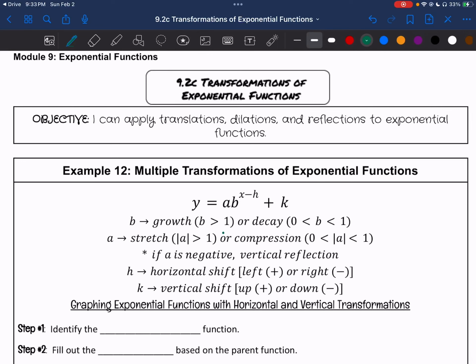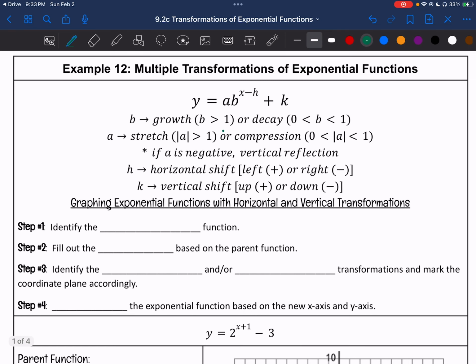Hello, and welcome to Module 9.2c, Transformations of Exponential Functions. Our objective for today is that I can apply translations, dilations, and reflections to exponential functions. Example 12 here is multiple transformations of exponential functions.